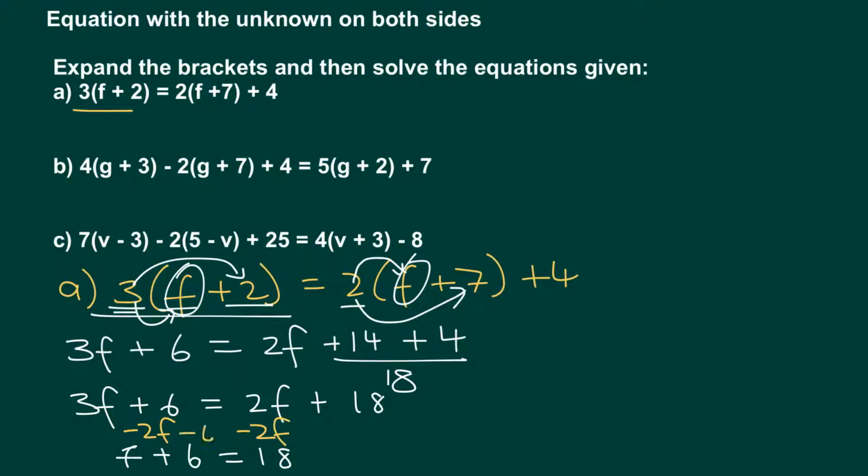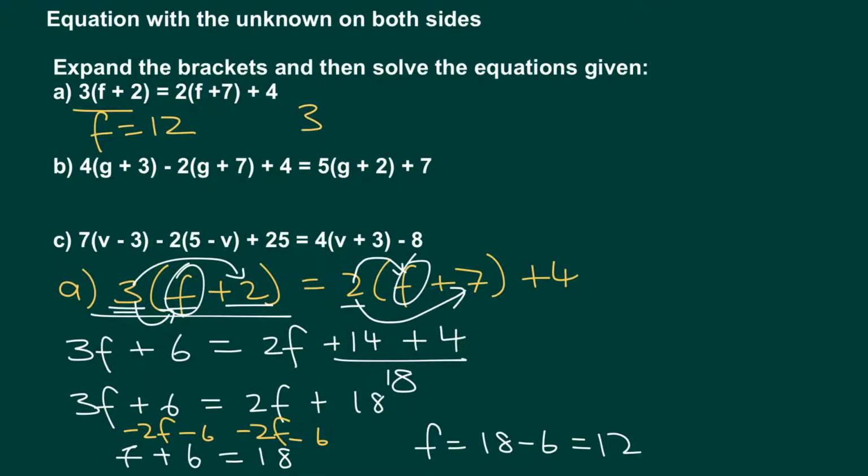Then we do minus 6 on both sides, which leaves us with f is equal to 18 minus 6, which is equal to 12. So the value here is f equals 12. And we can obviously double check our answer.